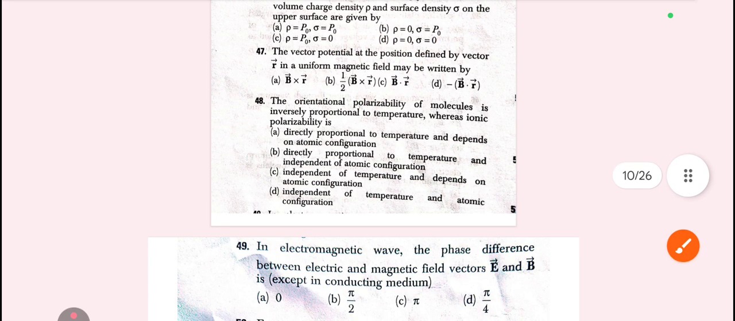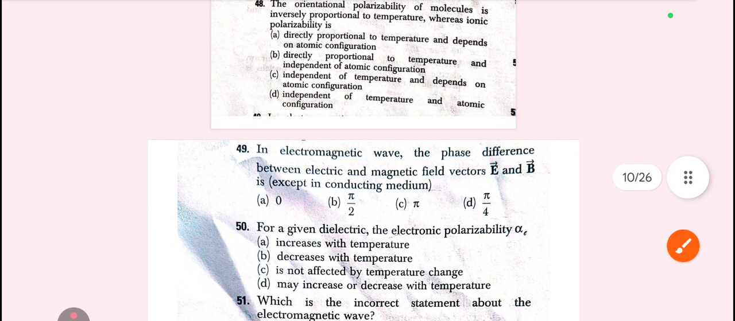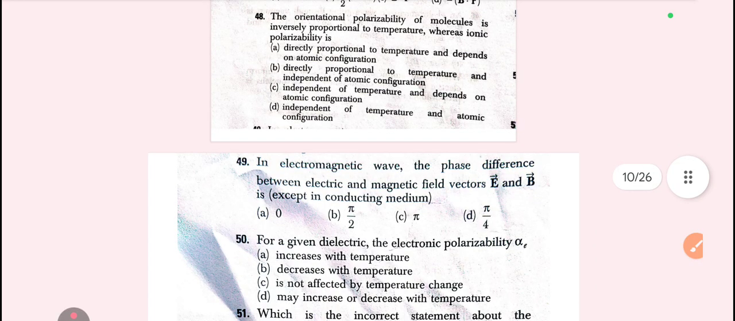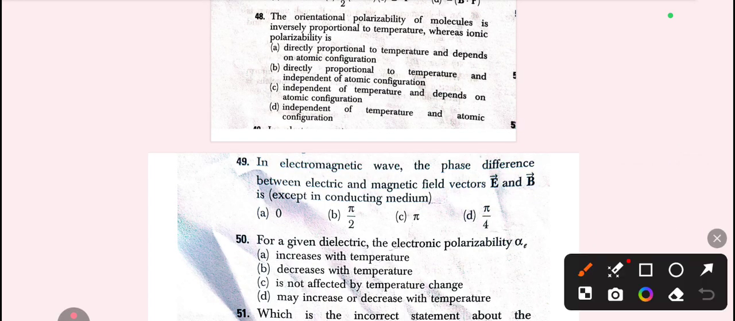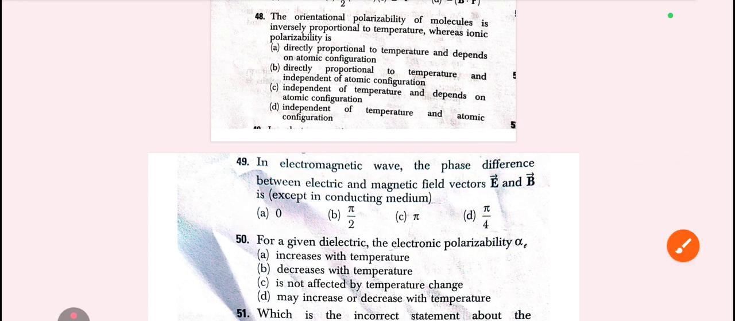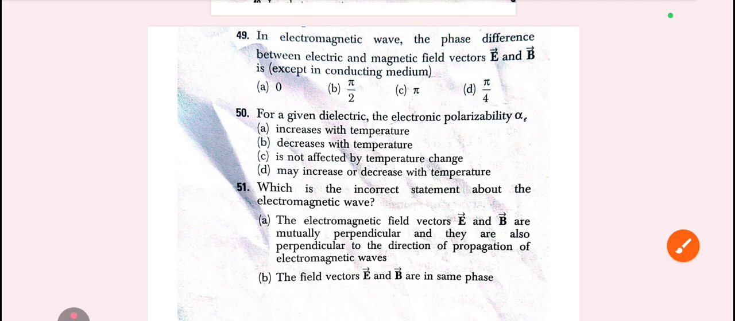Then question number 48 is a very lengthy question. In an electromagnetic wave, the phase difference between electric and magnetic field vectors E and B, except in a conducting medium, is zero. For a given dielectric, the electronic polarizability is not affected by temperature change.